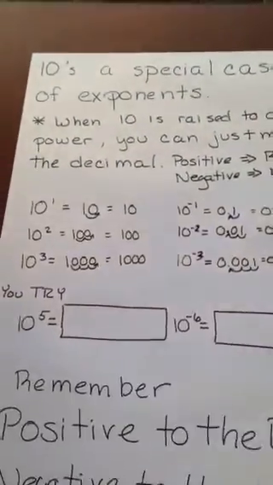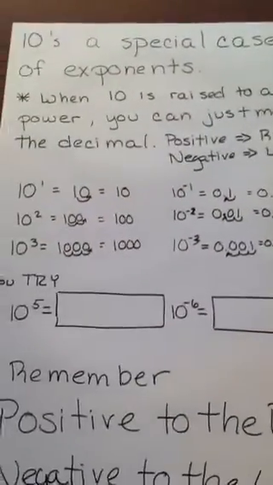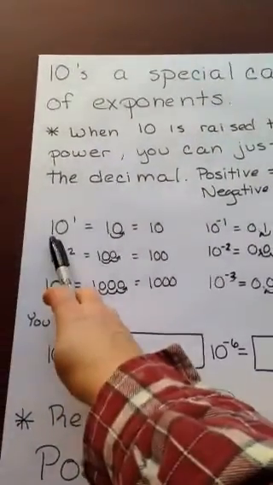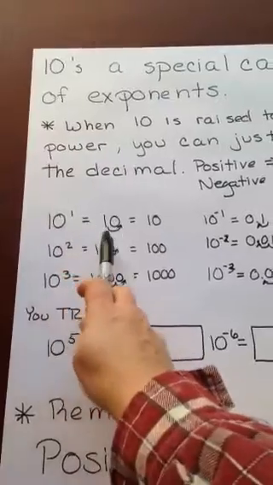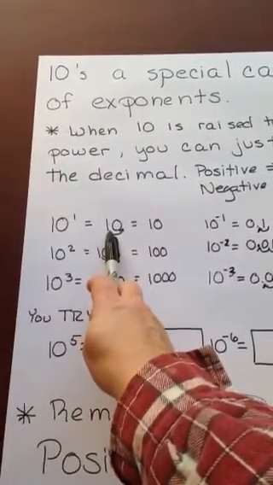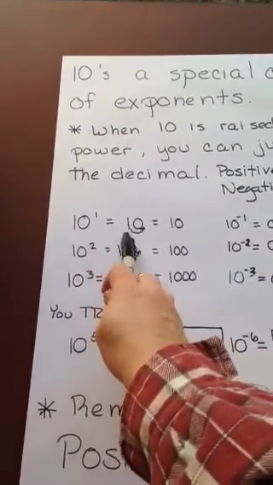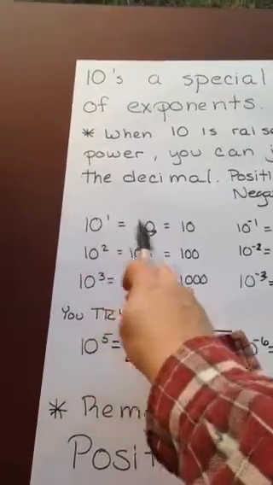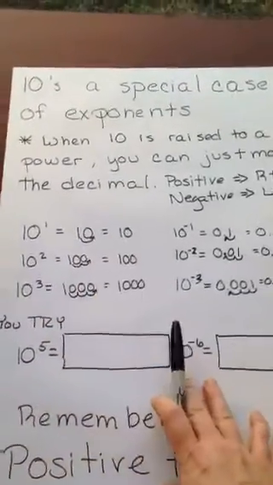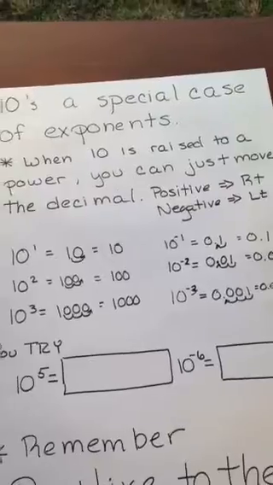Okay, so that means, let me just show you some examples. I'll just uncover the whole thing because it's annoying me. So 10 raised to the first power. Well, where does my decimal start? It would start right here by 1. If it's raised to the first power, I move it over, and 10 to the first power is equal to 10. Well, that's good because anything to the first power is itself.